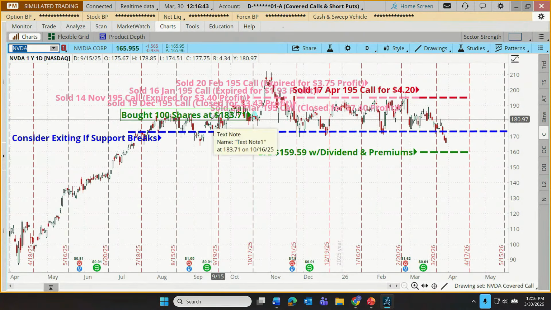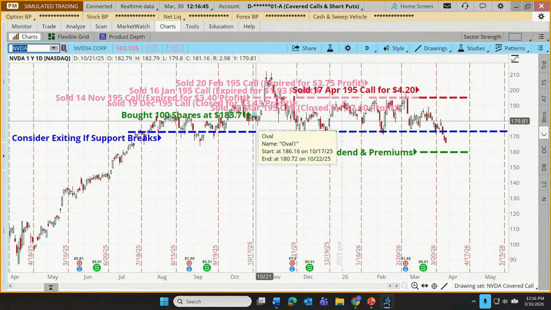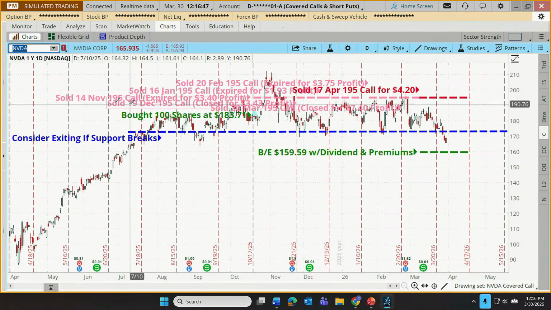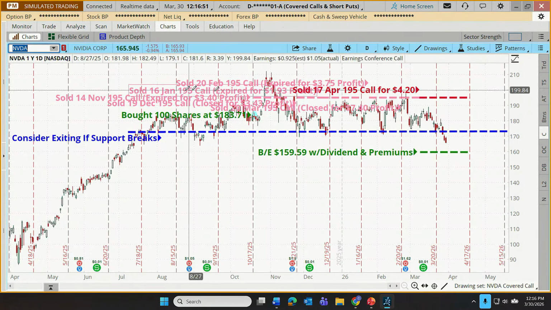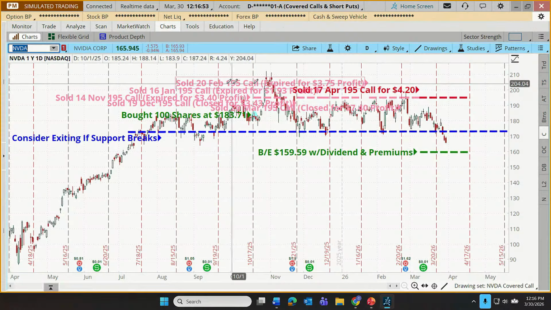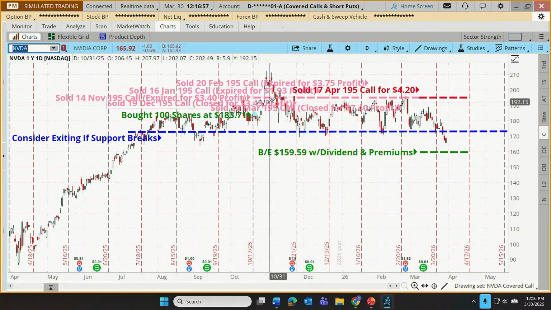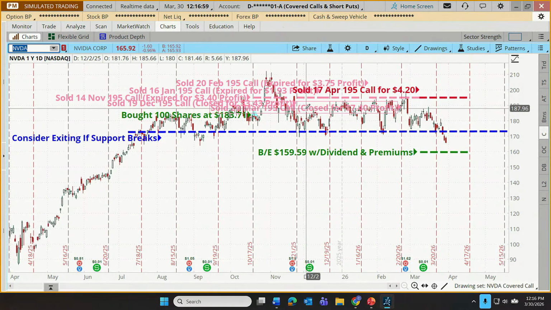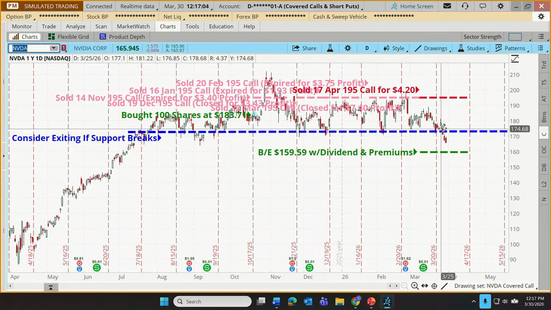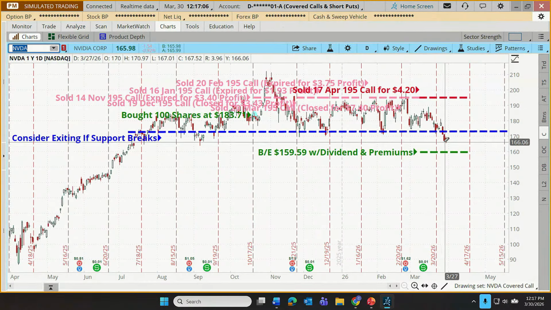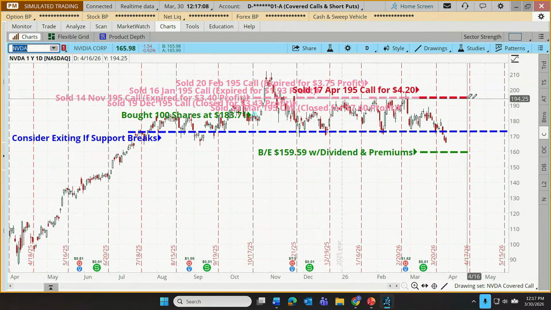With this one, we bought the stock, started selling calls, sold November calls for a profit, sold December calls for a profit, sold January calls for a profit, sold a February call for a profit, sold a March call for a profit. We've sold an April call, which we could also very likely close for a profit right now. And let's maybe just push this on out to May.